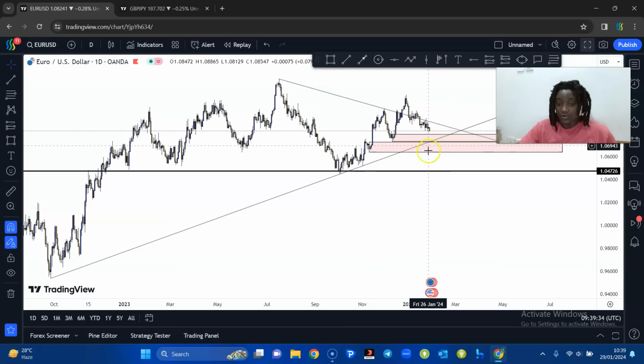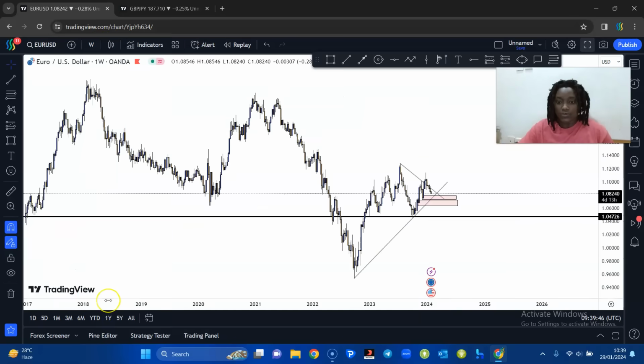Otherwise, if it breaks out of this area here, these key areas that I've highlighted on the screen, then we'll be having a chance of going bearish in the market. So at the moment, this is what I think about the EURUSD. But let me just move a little further and see what the weekly time frame says. Oh, now it gets more interesting.